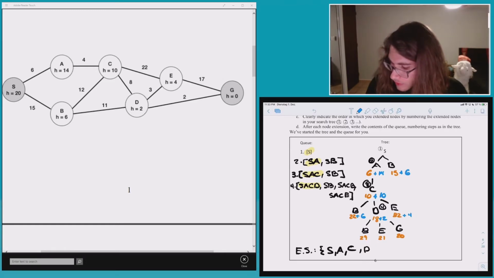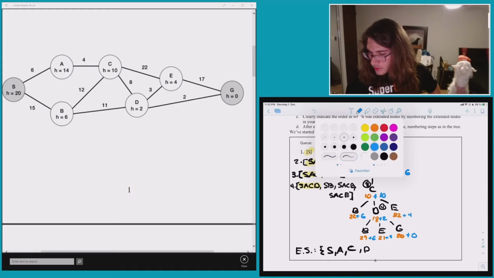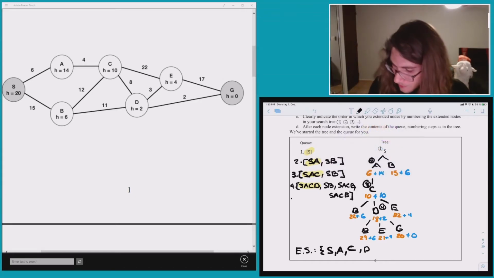So to add the heuristics, G has a heuristic estimate of 0 because it is the goal. Distance from the goal to itself is 0. E has an estimate of 4, and B has an estimate of 6. So the new Q, thankfully, is going to be SACDG.